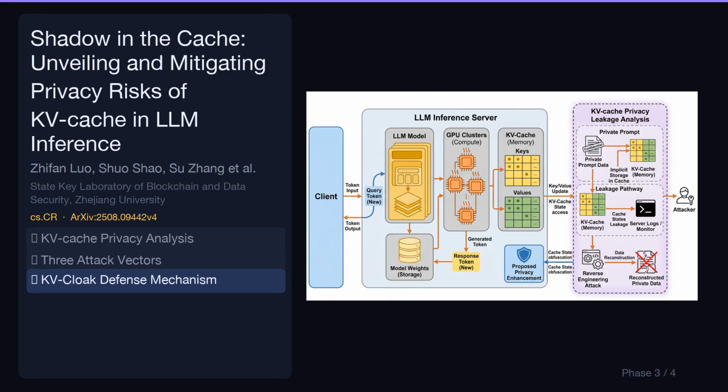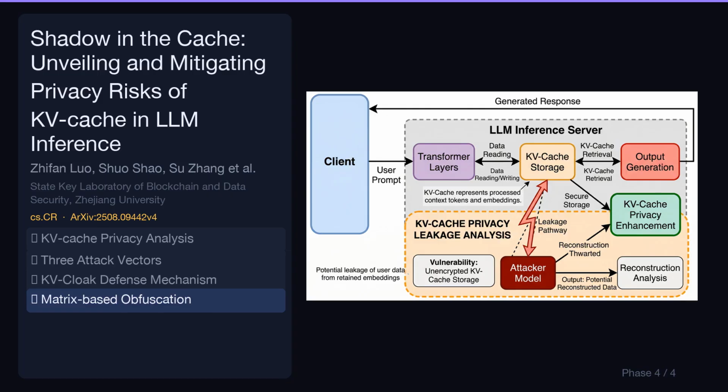Cache Cloak is proposed as a novel, lightweight, and efficient defense mechanism to mitigate the identified privacy risks. It offers a practical and robust solution for securing LLM inference against various attacks. Cache Cloak utilizes a reversible matrix-based obfuscation scheme, combined with operator fusion, to secure the KV cache. This specific technique ensures robust security with virtually no degradation in model accuracy.